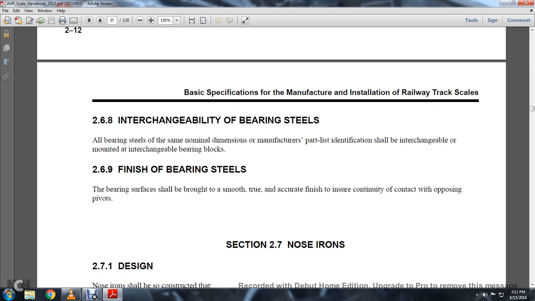2.6.9 Finishing of the bearing steel. These bearing surfaces shall be brought to a smooth and true accurate finish to ensure continuity and contact with the opposing pivots.